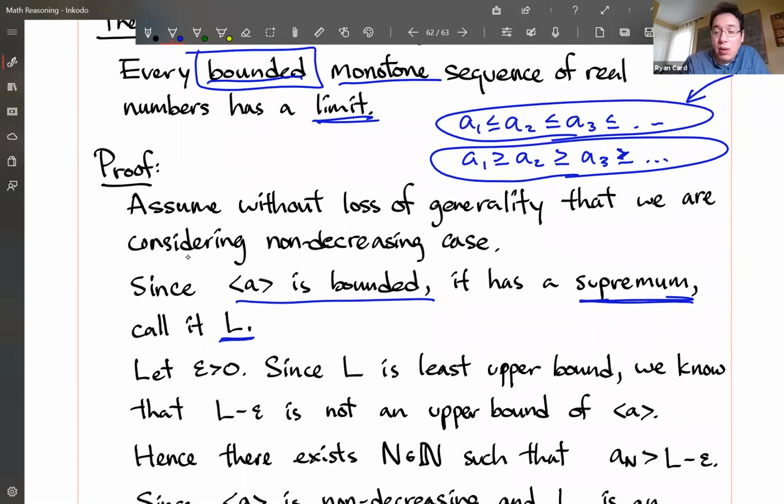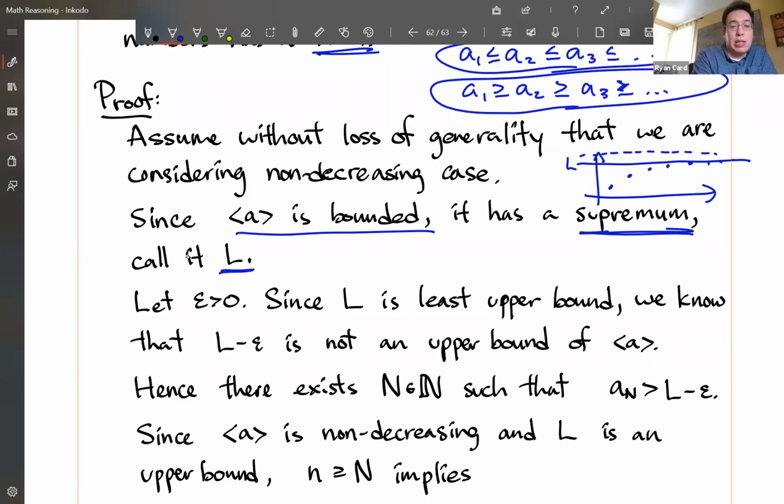Okay, so in pictures, this is what I'm imagining. Here's a non-decreasing sequence. It's getting larger and larger. And it's bounded, so it never passes that dashed point, right? So what it's going to get closer and closer to is the least upper bound, the smallest number you can think of that it does not pass. So that's going to be our limit, L. Okay, so let's prove it.